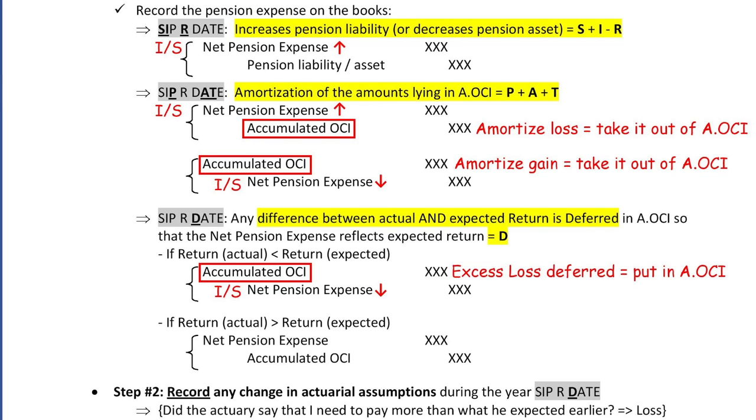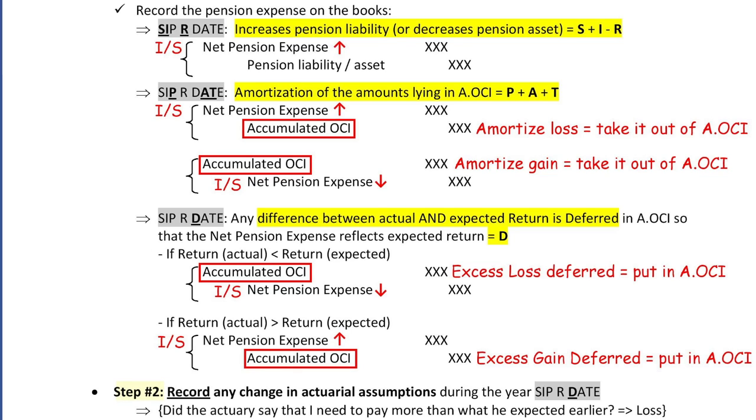But if it's deferral of excess gain, that increases your pension expense. So net pension expense, draw an upward arrow and write I/S. Put a box for accumulated OCI and write excess gain deferred equals put in accumulated OCI. So that was all your step 1.